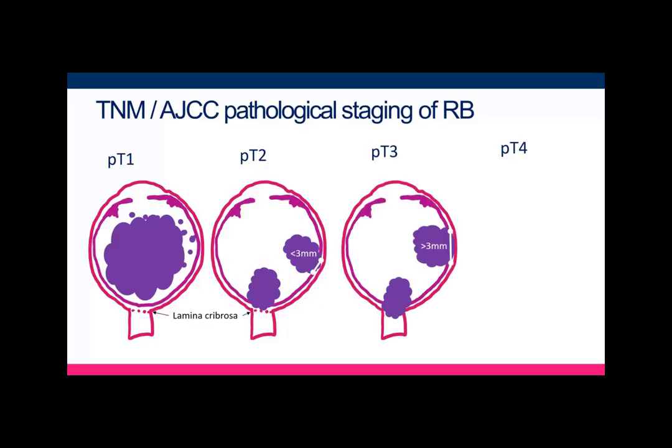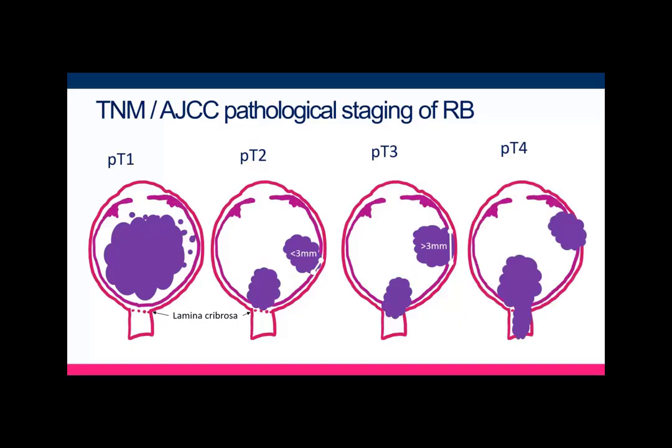In PT3, the choroidal invasion is greater than 3 mm in size, which is termed massive, and there is post-laminar invasion of the optic nerve. In PT4, the tumour is at the optic nerve resection margin or there is extraocular extension. What is not included in this system is the anterior segment involvement, or not, which is also a prognostic factor.